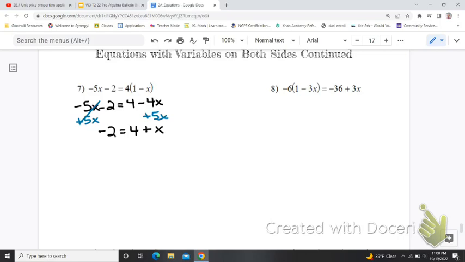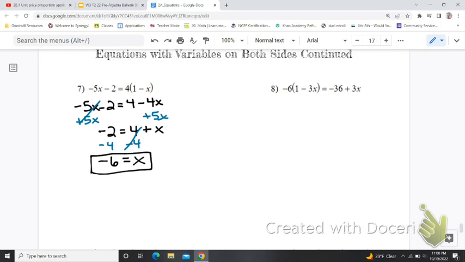And then when I do that, now it's not the negative 2 I want to move, it's the 4 I want to move because I want things away from the x. Remember, you're supposed to isolate, get the x by itself. So subtract 4 on both sides. Negative 2, negative 4 makes negative 6 is equal to x.